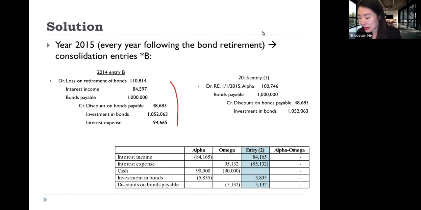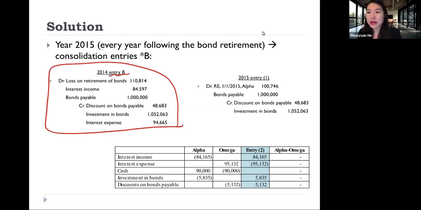The star B entry is actually made up of two parts as well. The first part is that in 2014, we have this B entry, right? So this B entry, we need to carry over to year 2015. As you can see here, all of the income statement accounts, which are loss on retirement of bond, interest income, and interest expense, are income statement accounts in 2014. To carry them over to 2015, they should have already been closed into retained earnings. So instead of recording those income statement accounts, we need to record retained earnings instead.